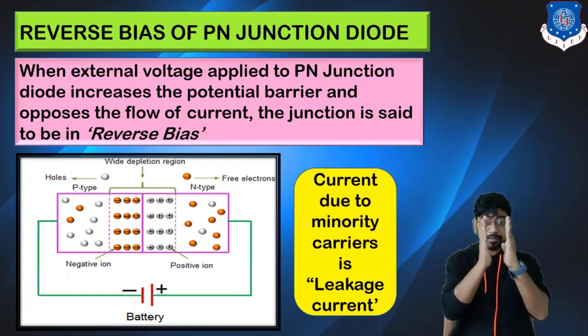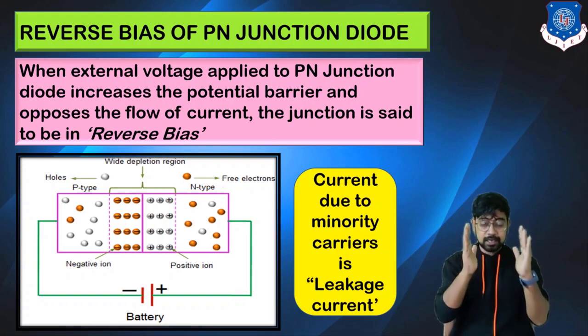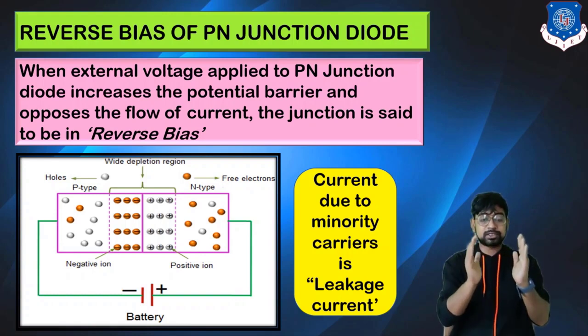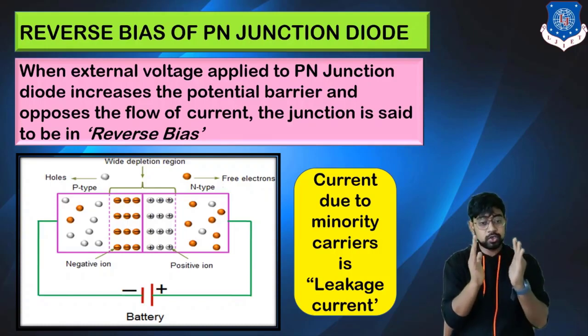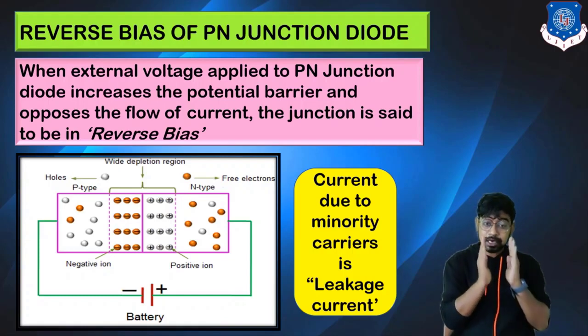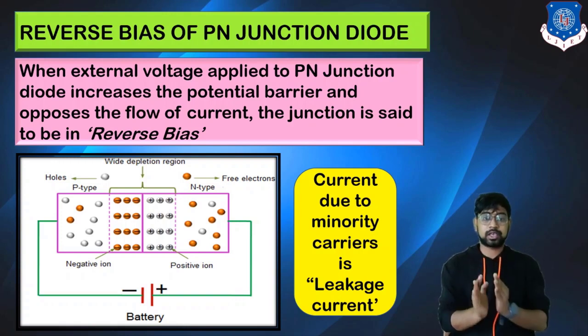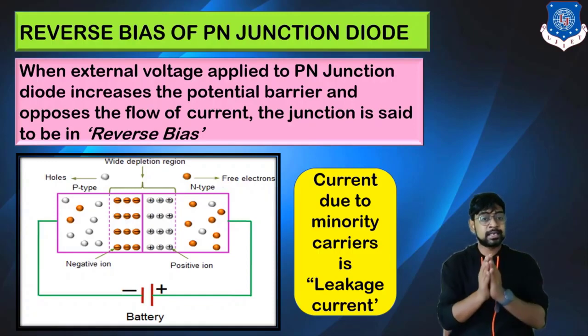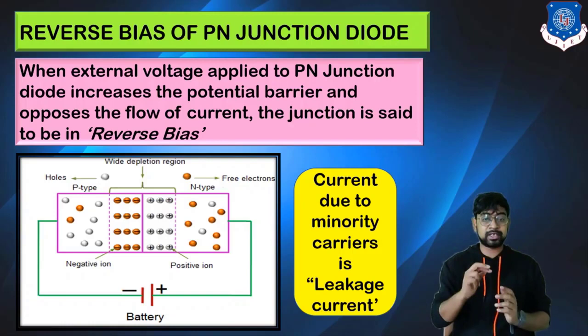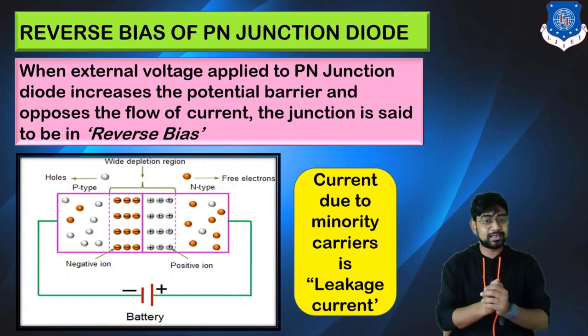The holes are attracted towards the negative terminal, and electrons are attracted towards the positive terminal of the battery. Because of this the depletion region is expanding, and it becomes nearly impossible for the charge carriers to flow, because this neutralized area has increased. But there will be some minority current flowing through it. The current due to the minority carriers is called leakage current. So this was forward biasing and reverse biasing. Both depend on how the terminals of the battery are connected. That is the case of the PN junction diode.